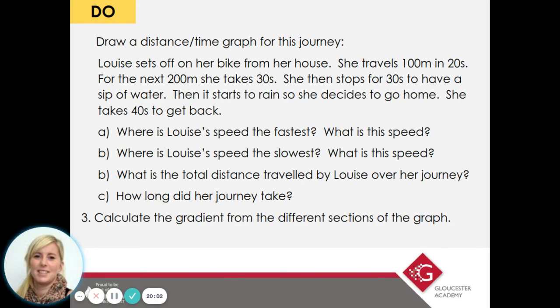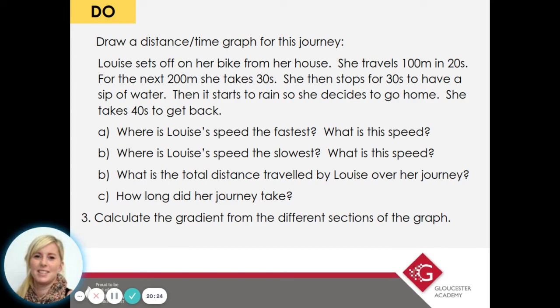What is the total distance? Hopefully I can quickly work this out then with you. So she had 100 metres and then another 200 metres, that's 300. But then she has to travel another 300 home, so it would be 600. So why have I put a second B as well? What's going on today? So what's the total distance? It would be 600 because it was 300 there, 300 back.